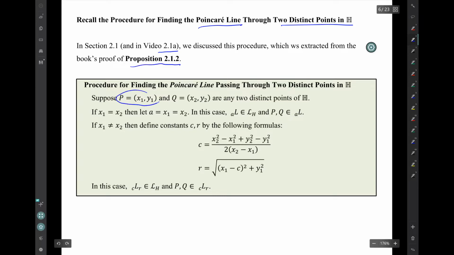So suppose you're given points P and Q that are 2 distinct points in the upper half plane. If those 2 points have the same x-coordinate, then in this case, the Poincare line that they both lie on is the type 1 line, denoted that way, subscript A, capital L. On the other hand, if the 2 points have different x-coordinates, then those 2 points lie on a type 2 line, and you have to find the center and the radius of the circle that corresponds to that line. You find the center by doing this, and then you find the radius by doing that.